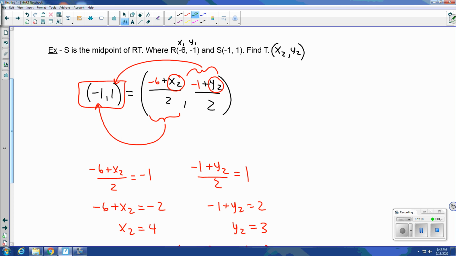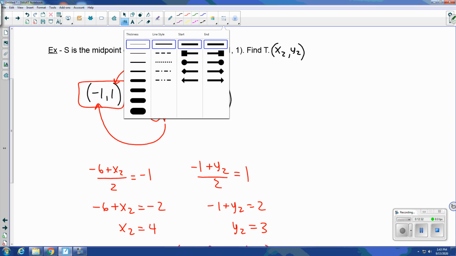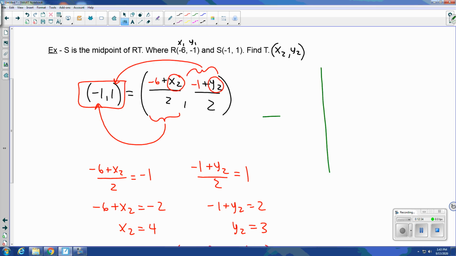Or if you're more of a visual person and you want to see that you did this right, you could draw a quick coordinate plane. You could plot R. You could plot S. And if you plot T, you can see that that point S is roughly right in between both.